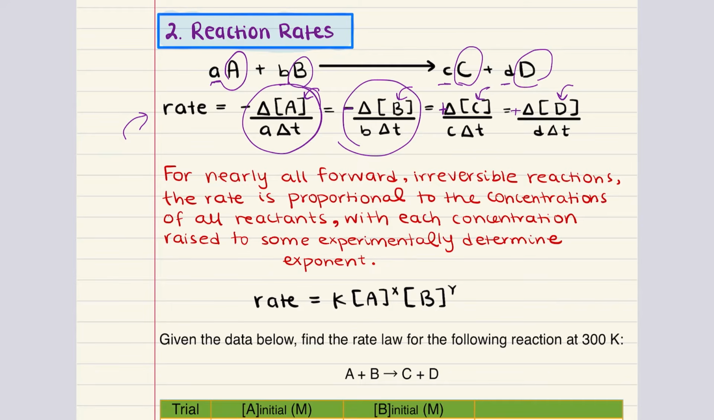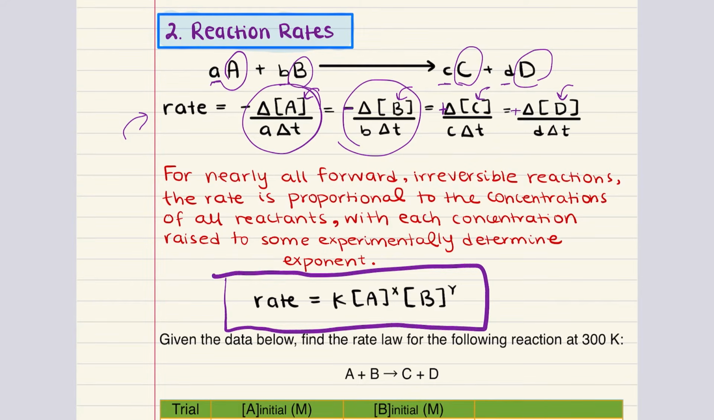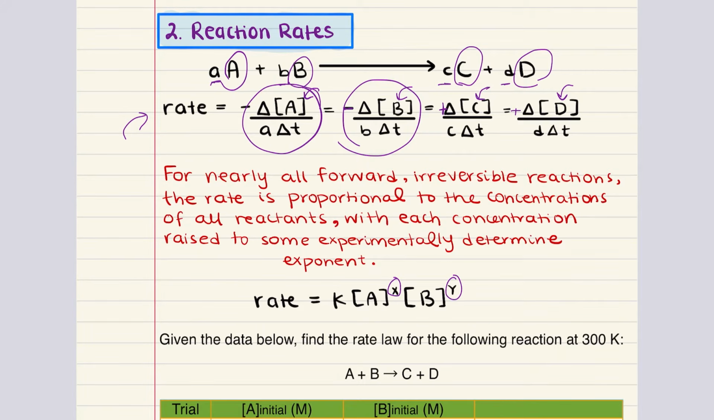Now, to that point, for nearly all forward irreversible reactions, the rate of reaction is proportional to the concentration of the reactants, each raised to a power that reflects the reaction order with respect to the reactant. This is expressed in this equation right here. We saw this earlier. Now, an important point to make here is that x and y, we saw them earlier as n and m, whatever letters you want to use here, whatever order the concentrations of the reactants are raised to, these are called reaction orders. With respect to each reactant, they're determined experimentally.